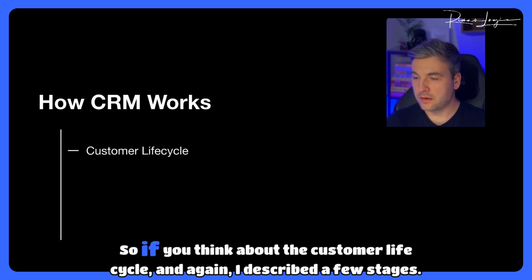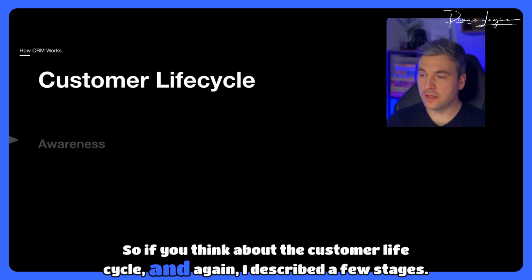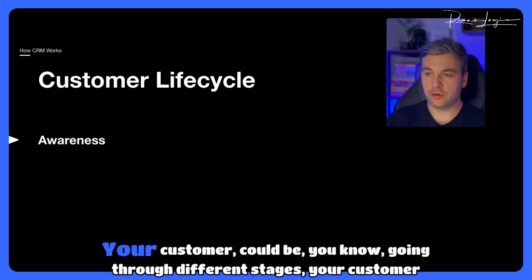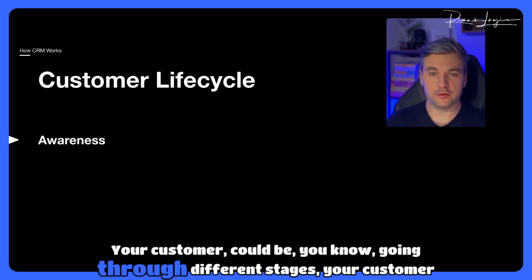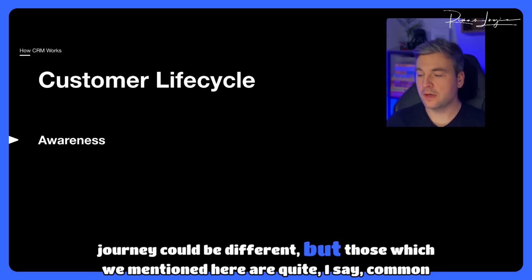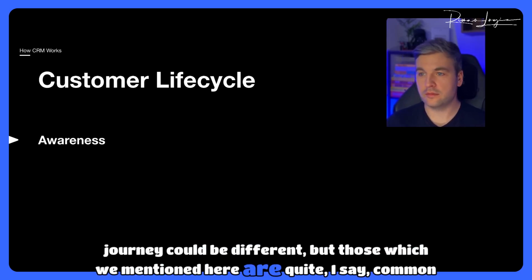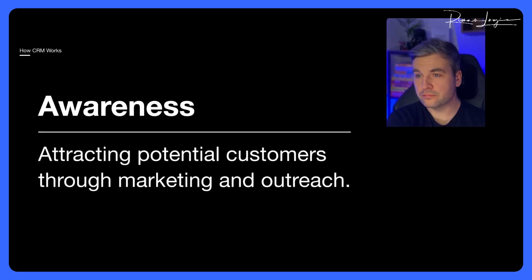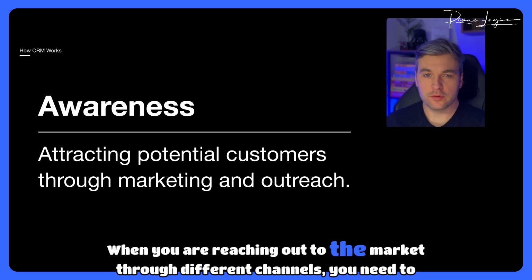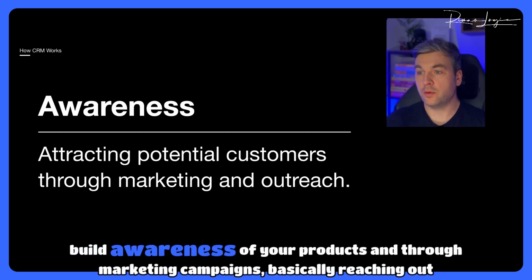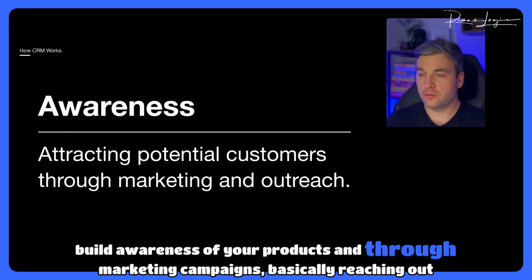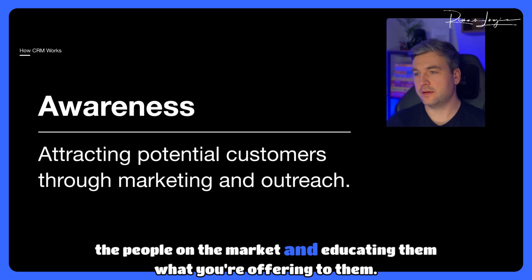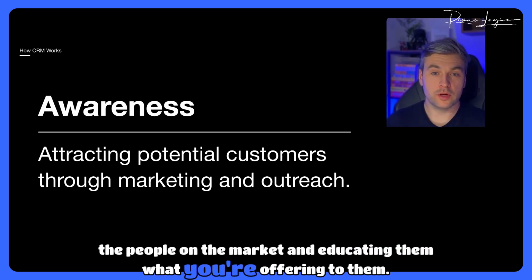Okay, so let's talk a little bit about how CRM actually works. If you think about the customer life cycle, I described a few stages. Those stages are very generic. Your customer journey could be different, but those which we mentioned here are quite common ones. So first of all is awareness. When you are reaching out to the market through different channels, you need to build awareness of your products through marketing campaigns, basically outreaching to people on the market and educating them on what you're offering.